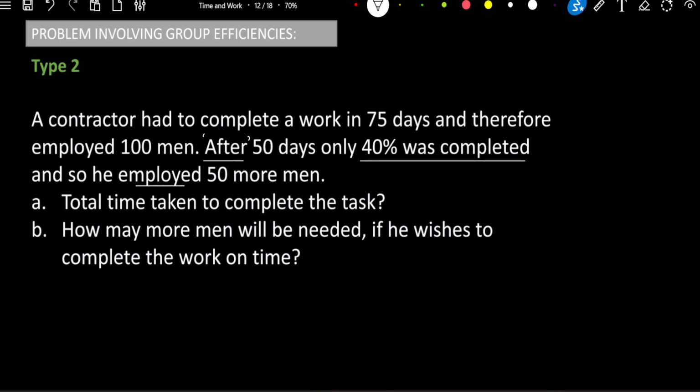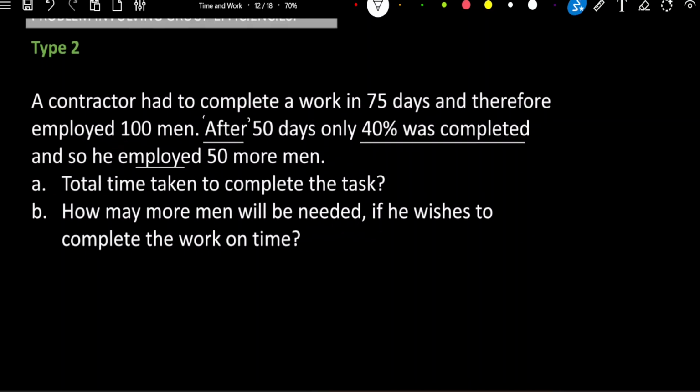So initially, he had employed 100 men, but after 50 days, he realized only 40% work is completed and therefore he decided to employ 50 more men. So if you read the first part of the question, we have to find total time taken to complete the task. Although he promised that he'll complete this task in 75 days, they had asked us, let's find the total time which he is going to take if he performs the task in this way.